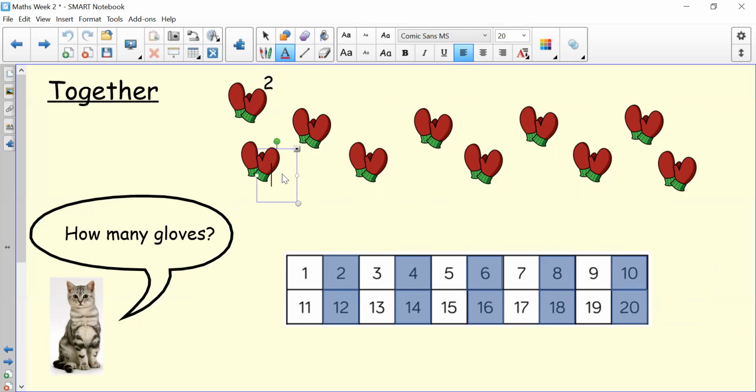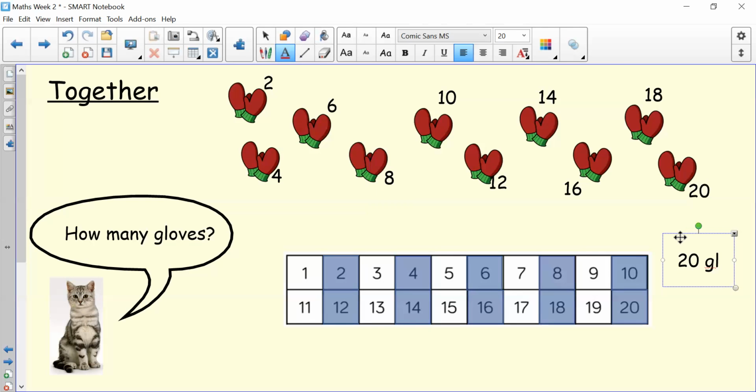2, 4, 6, 8, 10, 12, 14, 16, 18, 20. How did you get on? Amazing. So how many gloves are there? That's right, there are 20 gloves.